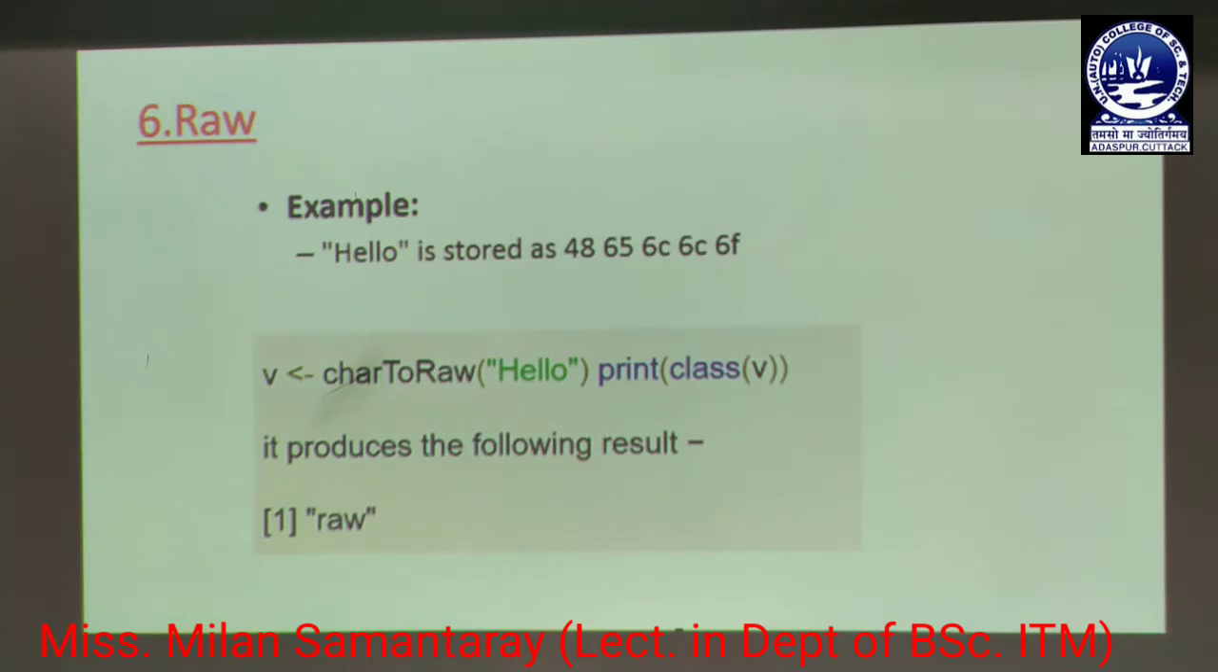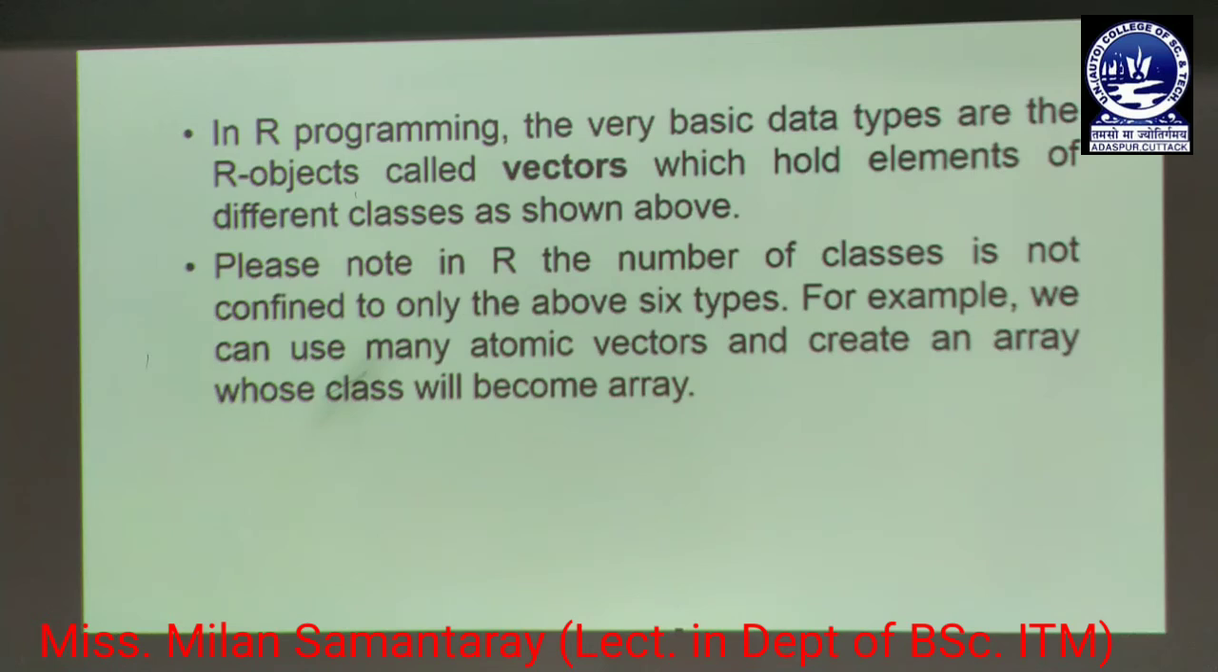Okay. So these are the classes, and we have already told that there are 6 classes. In R programming the very basic data types are the R objects called vectors, which hold elements of different classes as shown above. That means logical, numeric, integer, raw, characters, all of these. Please note that the number of classes in R is not confined to only the above 6 types. There are some basic 6 types, but there may be others. For example, we can use many atomic vectors and create an array whose class will become array. So we can also use the concept of array here.